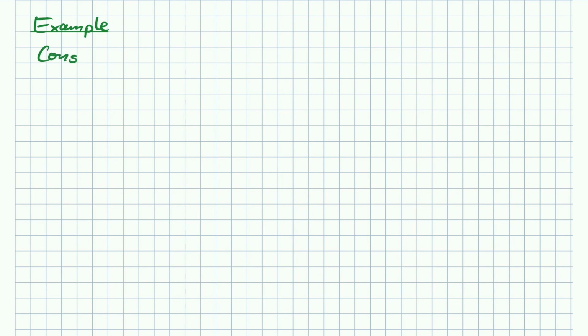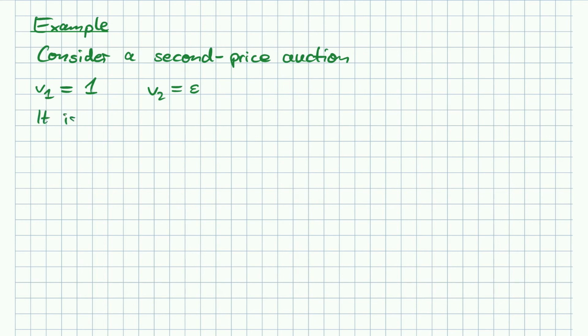Namely, consider a second price auction. Our first bidder might have a value of 1, the second bidder might have a value of epsilon. Now, it is indeed a pure Nash equilibrium if the first bidder bids nothing and the second bidder bids, for example, 1.